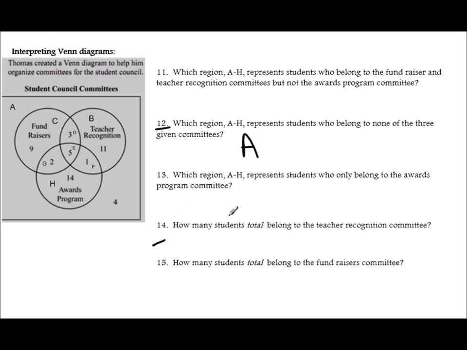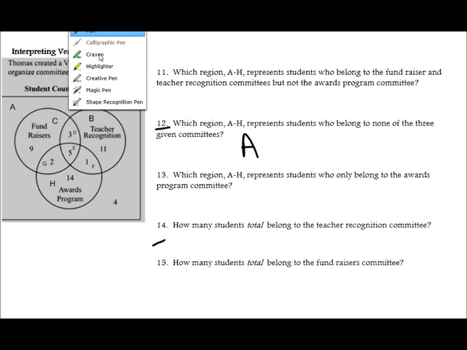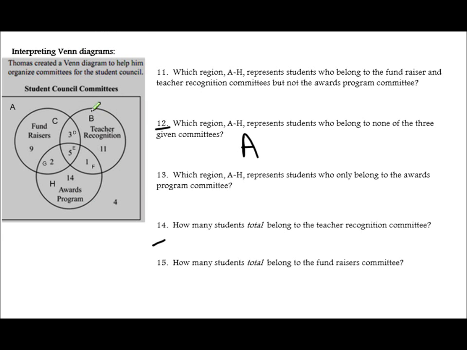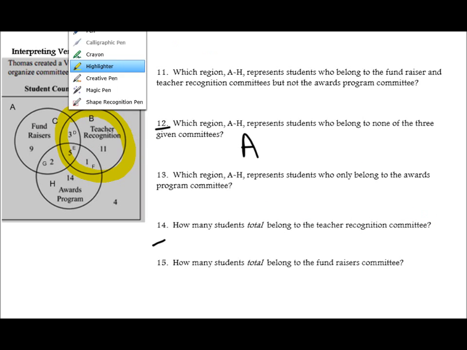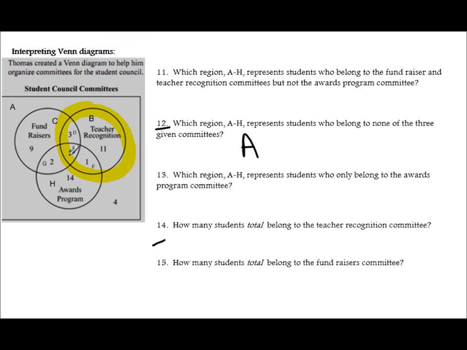Okay, and last we're going to take a look at number 14: how many students total belong to the teacher recognition committee? So what we do here is we circle the entire teacher recognition committee circle, and anybody inside this circle belongs to the teacher recognition committee. It doesn't say that they can't belong to the fundraiser committee also, or the awards program committee also. We just want to know how many of them are in the teacher recognition committee. So that's going to be these 11 people, this one person, that's 12, these 5 people, that's 17, and these 3 people, 17 plus 3 is 20. There's a total of 20 people inside the teacher recognition program committee.